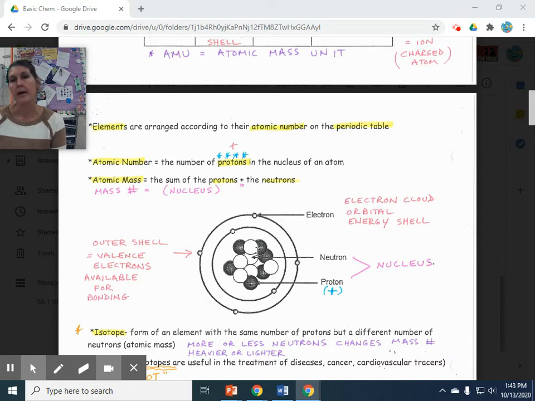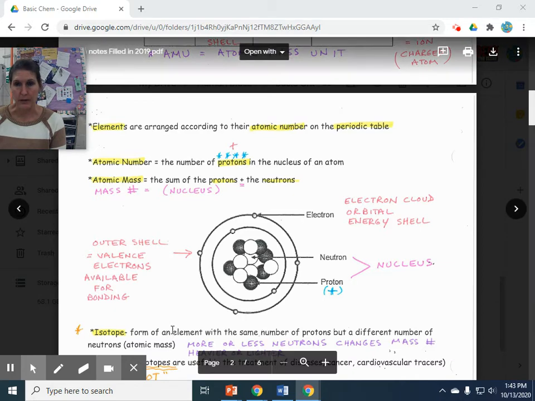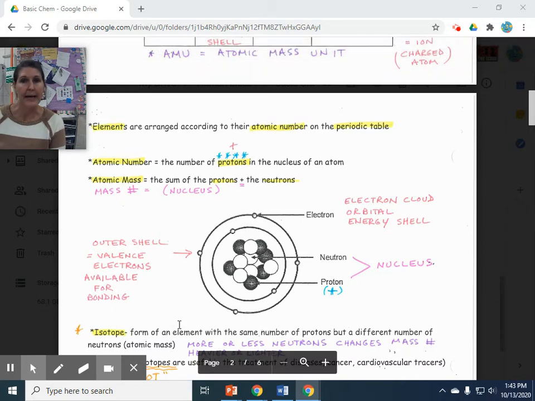How do I know that? Black circles have pluses on them. I know protons are positive. I know protons and neutrons are found within the nucleus. That's what we have there. My outer shells are my electrons. These are my clouds, my orbitals, my energy levels, however you want to identify them.